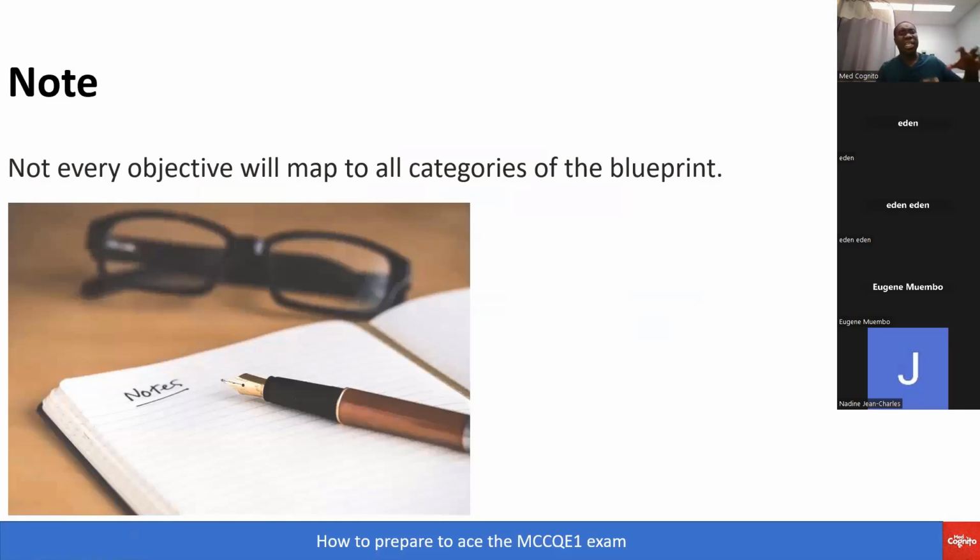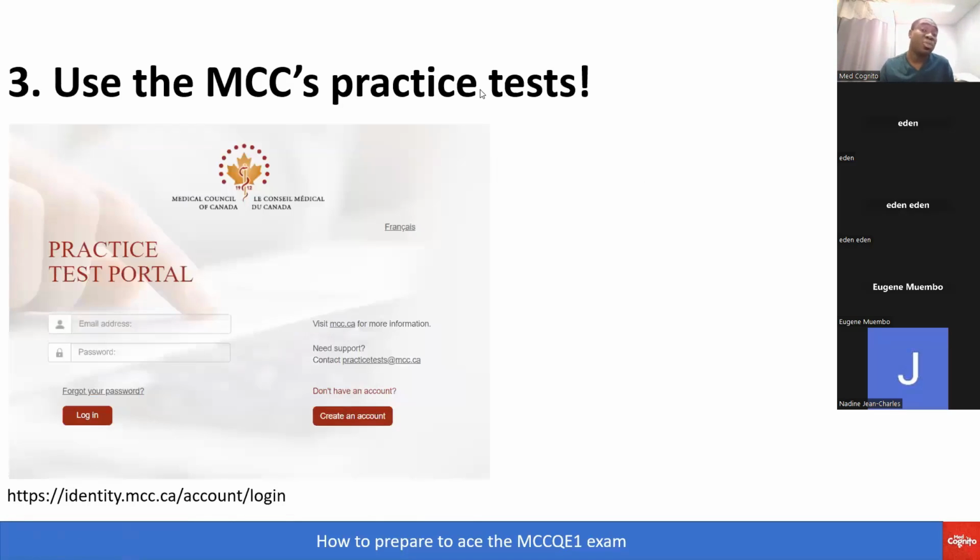So the truth is that not every MCC objective will map to all the categories of the blueprint, and that is fine. For example, if you get to the legal and ethical aspects, not everything will map under the MCC objectives. So you just have to know, okay, this thing I'm learning, what focus am I going to put on?